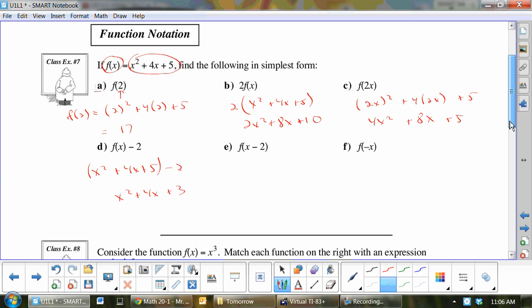Now, do you see how D and E are very different? These are good questions to have beside each other, because they're just a little bit different, but enough that you get a totally different outcome. Because this is saying take x and replace it with x minus 2. So then you get x minus 2 squared plus 4 times x minus 2 plus 5.